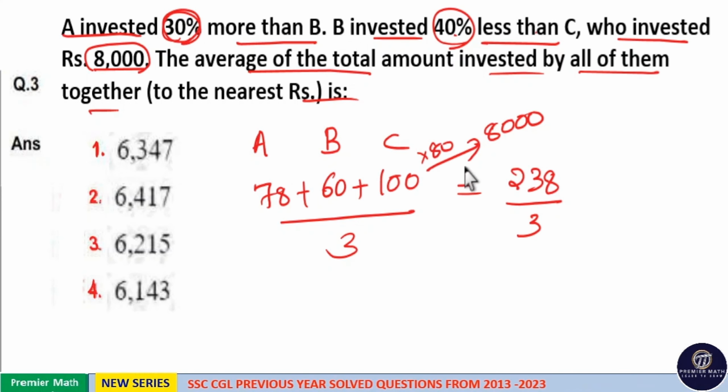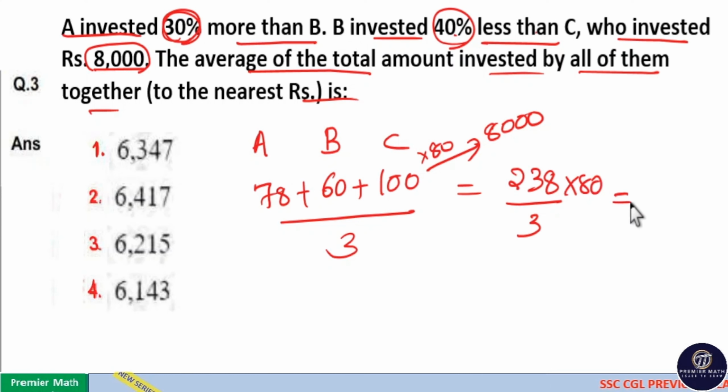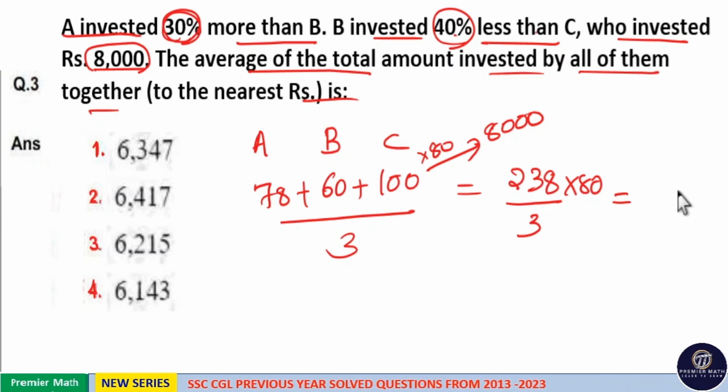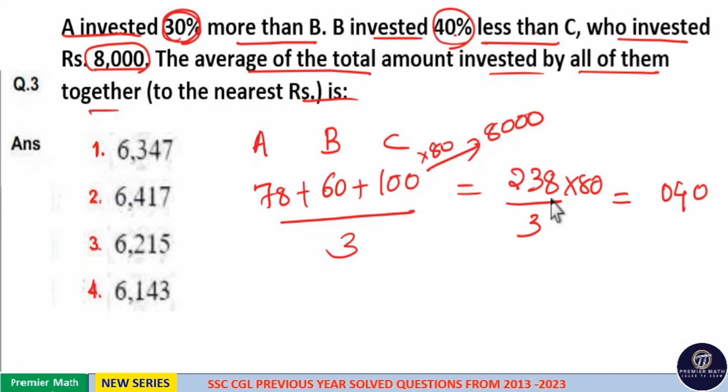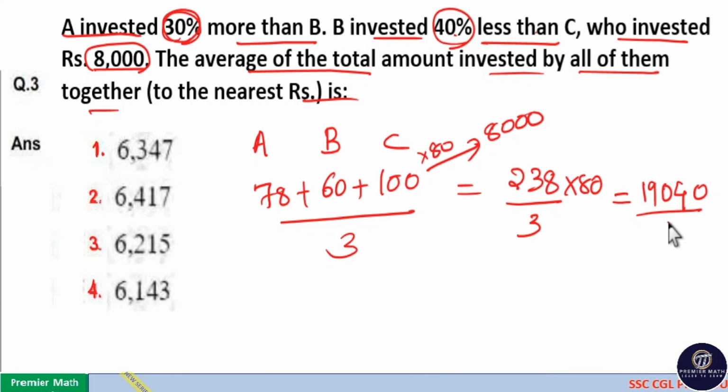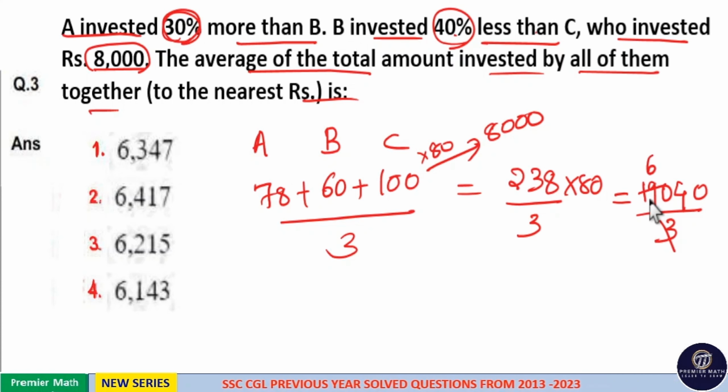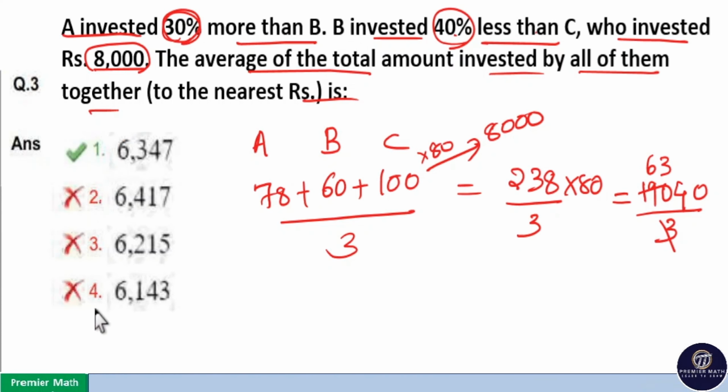So 1 part is 80, which means 238 into 80 divided by 3. 8 into 8 is 64. 8 into 3 is 24 plus 6 is 30. 8 into 2 is 16 plus 3 is 19, divided by 3. Now 3 goes 6 times in 19, remaining 1. 3 goes 3 times in 10. Here the first 2 digits are 63, so option 1 is your answer. That is, 6347 is the average amount.